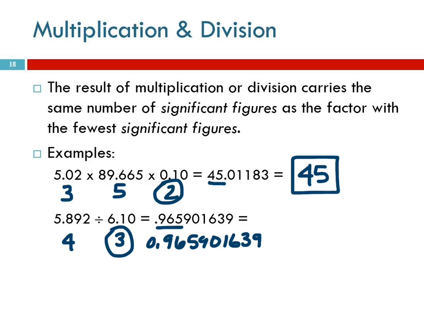So we don't count the decimal point. We're going to keep the 9, the 6, and the 5. And then we look at the next digit we're getting rid of, the 9. 5 or greater, we round up. That means that this 5 goes up to a 6. So 0.966. Because this number is closer to 0.966 than it is to 0.965. Any questions?